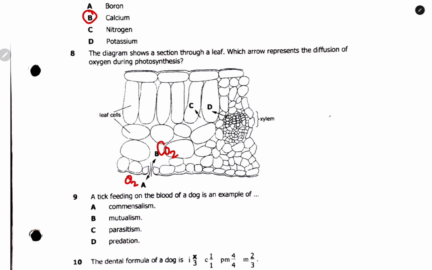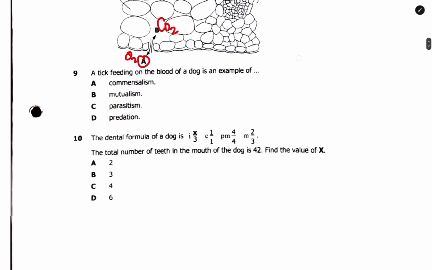So oxygen is the one that diffuses out. And what I'm saying is that the answer is A, because it is showing that oxygen is diffusing out of the leaf. Okay? I guess that is clear. Then let us go to question 9.